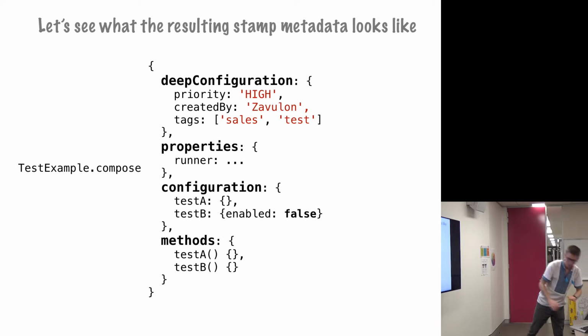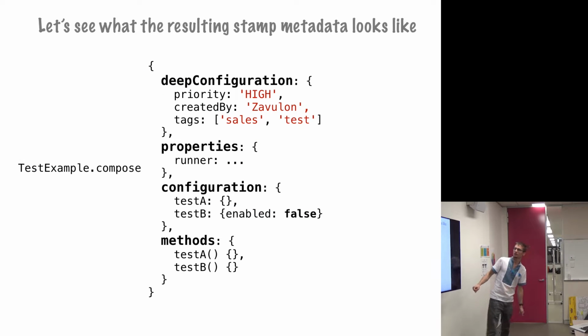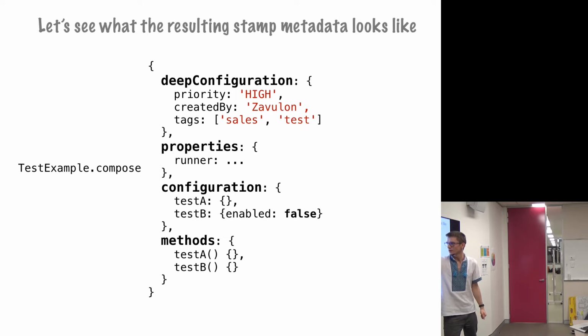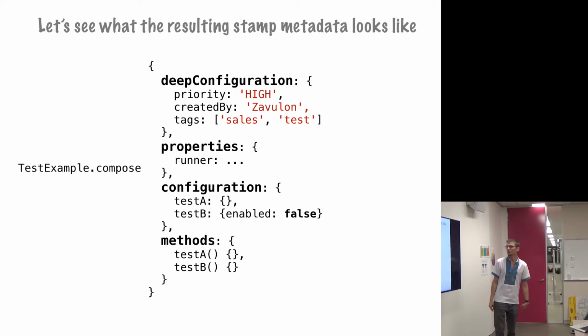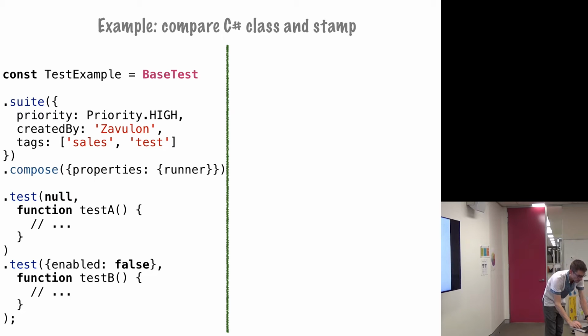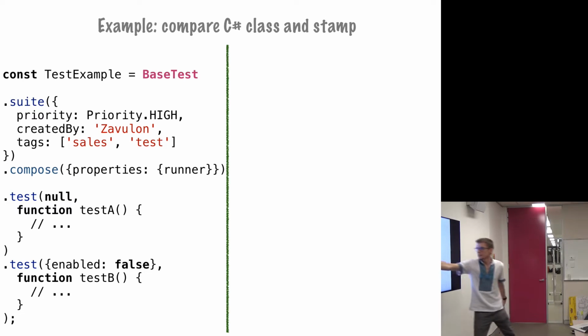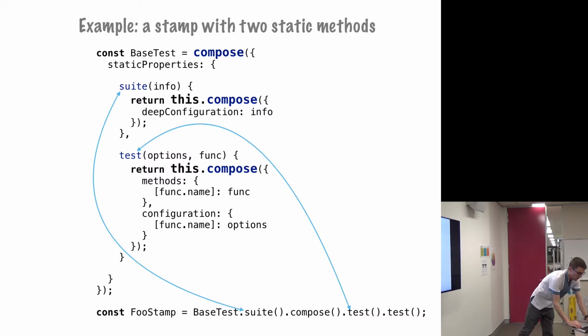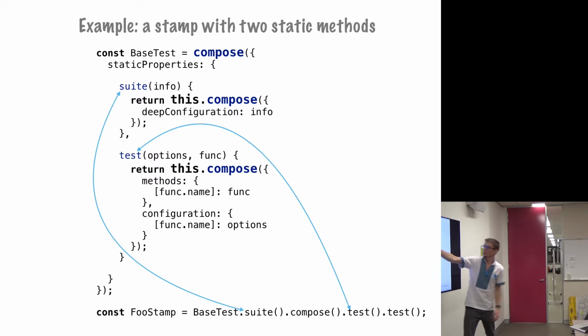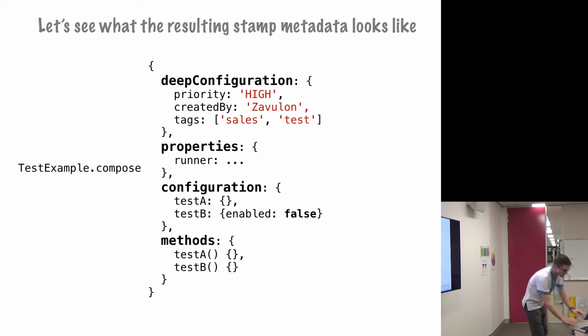What matters is that if I console.log this metadata, you remember the metadata is attached to the .compose object, which is a function as well. And we'll see that it's got these four different kinds of metadata: deep configuration, properties, configuration, methods. And let me show you them. So this is where I set up the properties, and this is where I set up deep configuration, methods, and configuration.